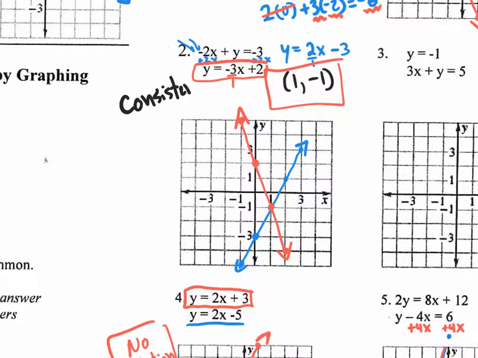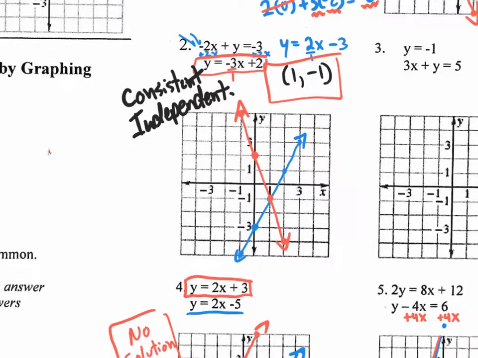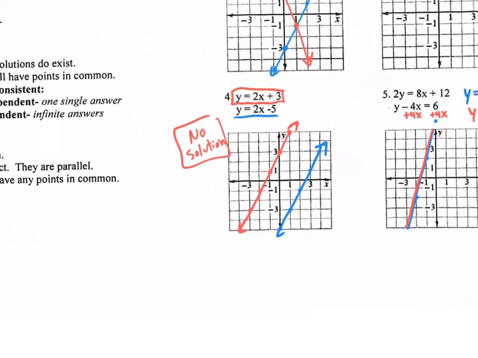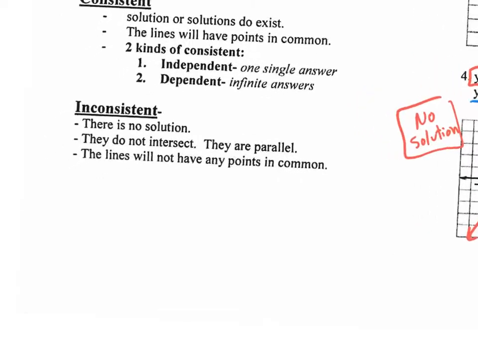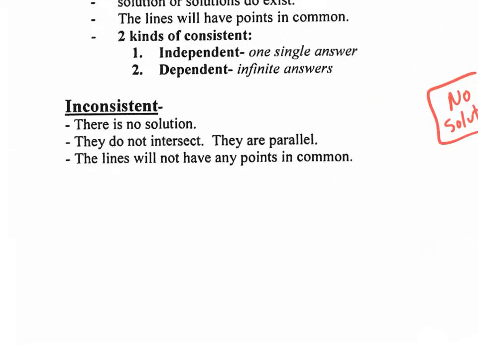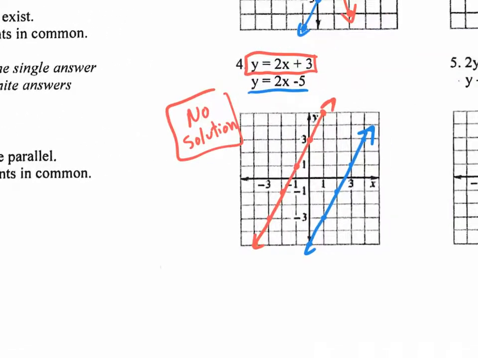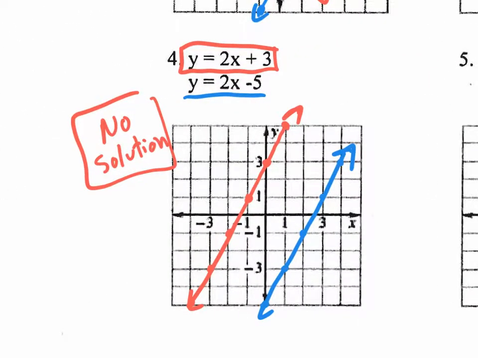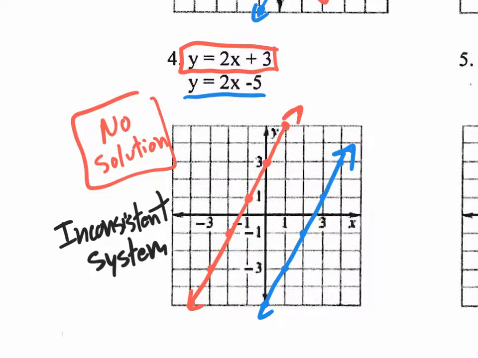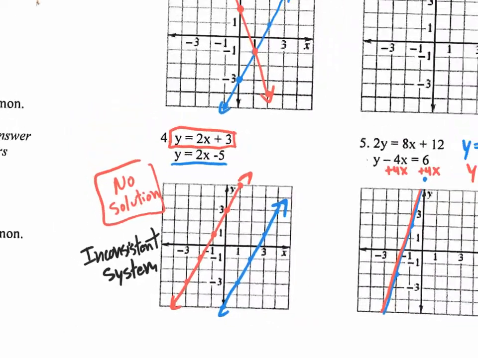Consistent independent system, okay? That's if they ask you to classify. Down here, as you read over here, it says inconsistent, there is no solution. They do not intersect, they're parallel. Lines do not have any points in common. So down here, this one, number 4, this is what we would call an inconsistent system. That's only if they ask you to classify, right?